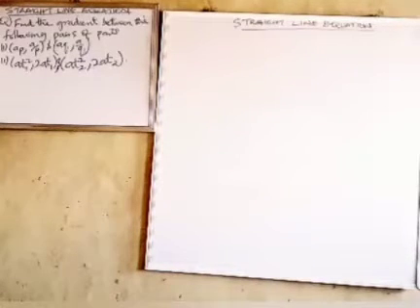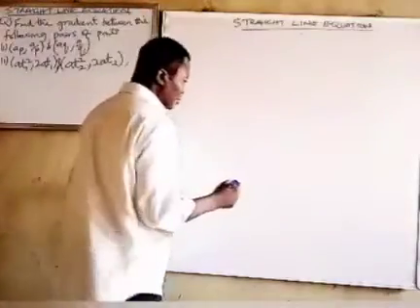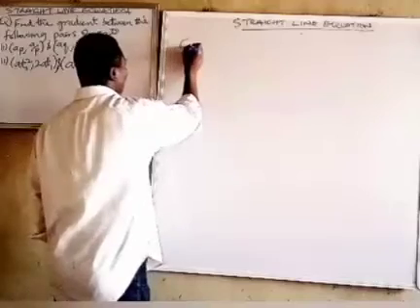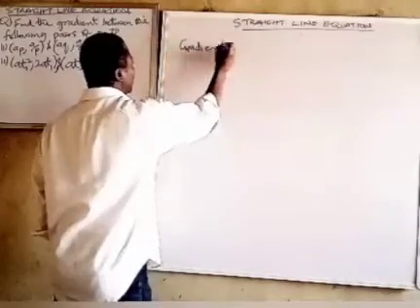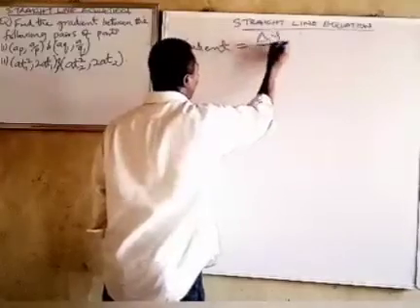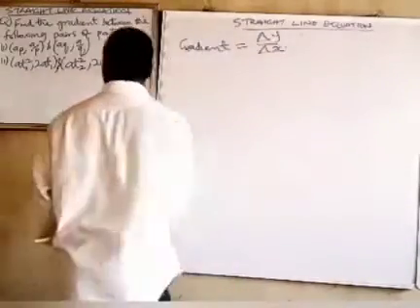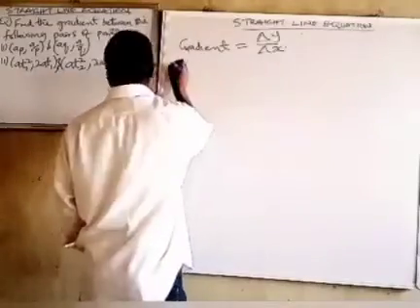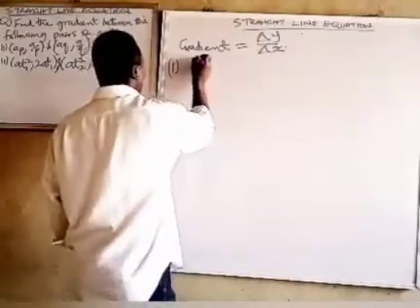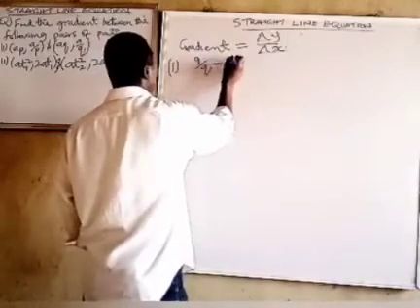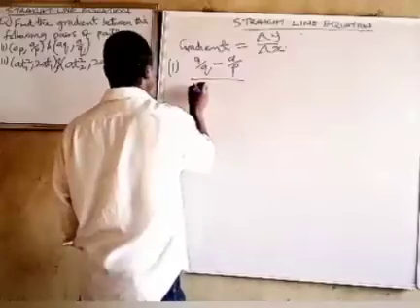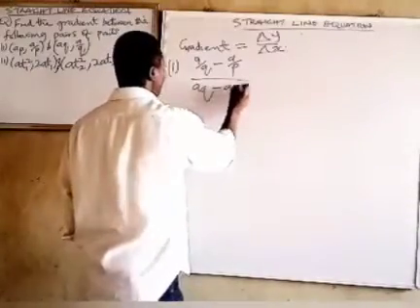The question reads, find the gradient between the following pairs of points. 1. (ap, a/p) and (aq, a/q). 2. (at1 squared, 2at1) and (at2 squared, 2at2). Let's do one. Anytime you want to tackle a gradient question, gradient is always change in y over change in x. So in this instance, our change in y for the first one is going to be a over q minus a over p, over aq minus ap.